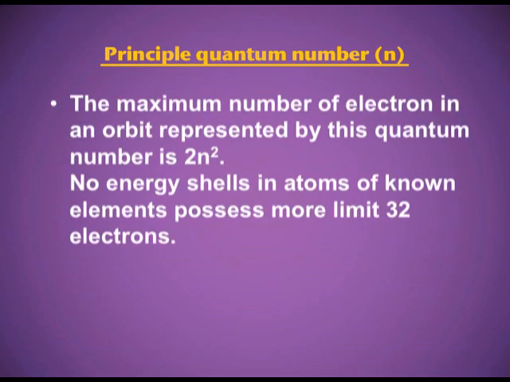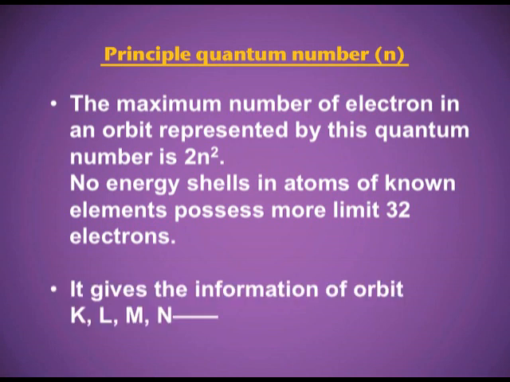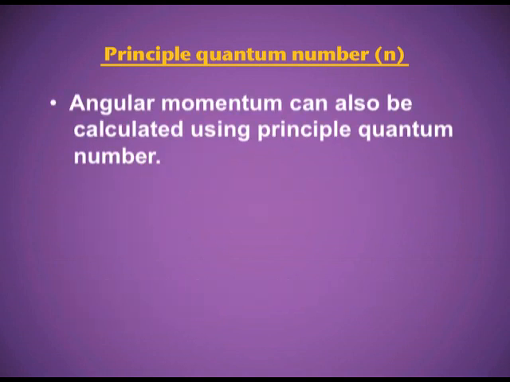The maximum number of electrons in an orbit represented by this quantum number is 2n square. No energy shell in atoms of the known elements possesses more than 32 electrons. It gives the information of the orbit, that is K, L, M and N. Angular momentum can also be calculated using the principal quantum number.